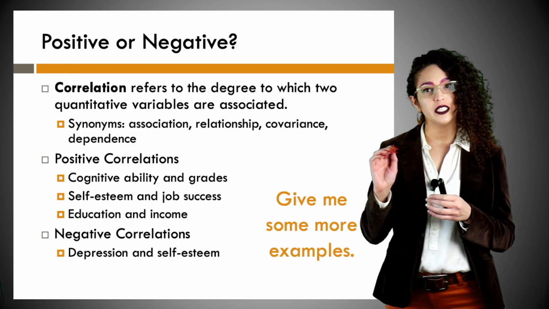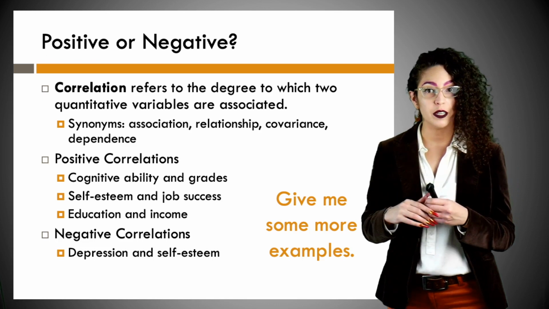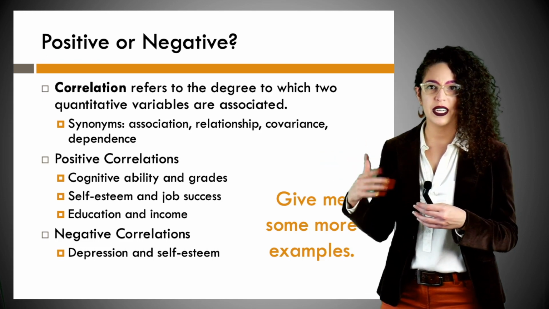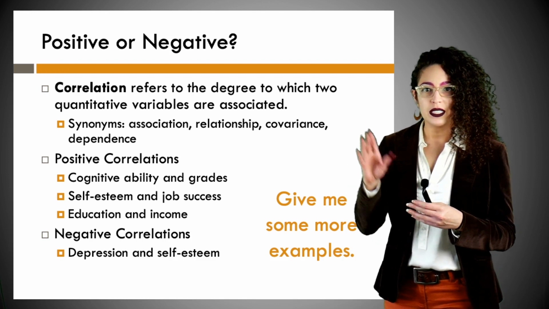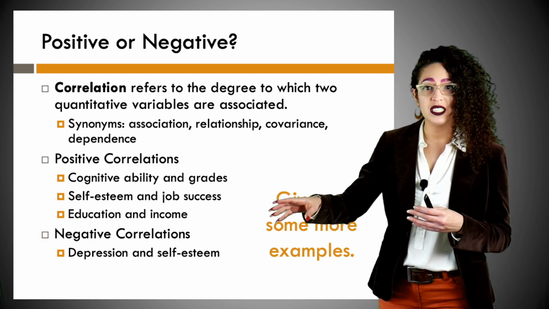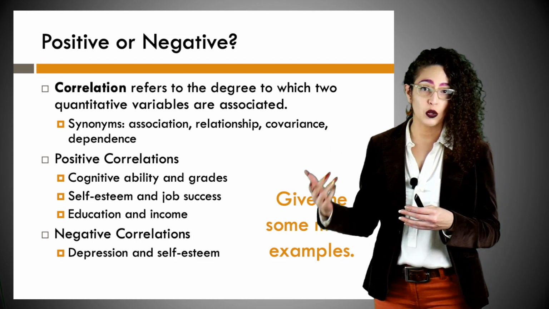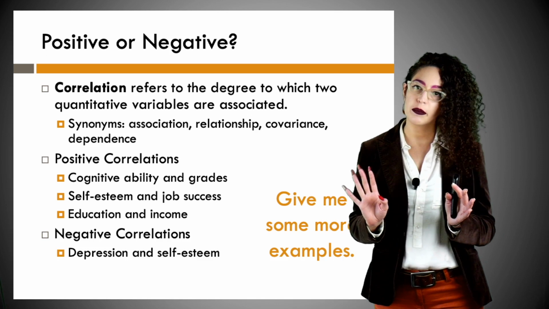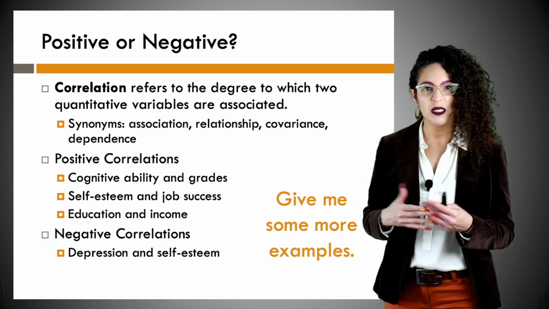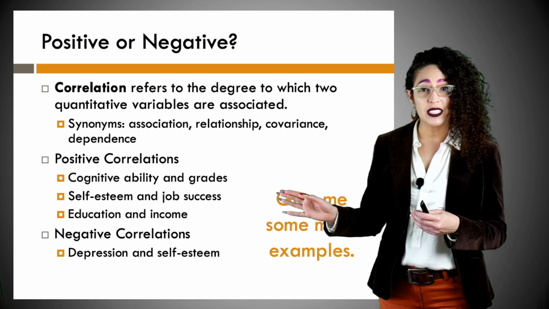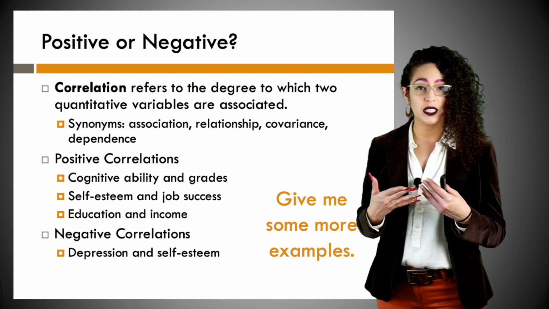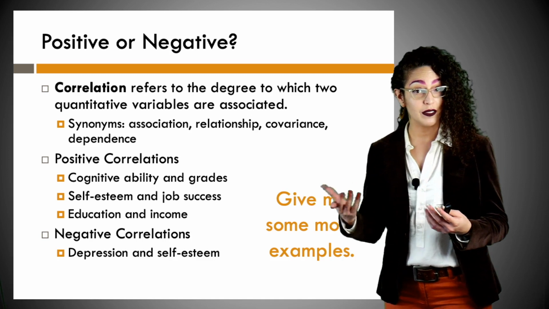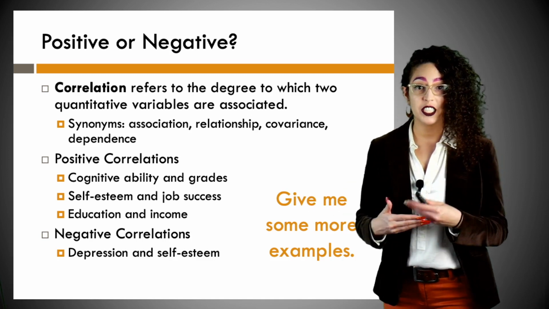Correlation refers to the degree to which two quantitative, so number variables, are associated. Some other synonyms you might hear are relationship, covariance, dependence, things like that. So here are a few examples of a positive correlation, like your cognitive ability and your grades. So basically, the smarter you are, the better your grades. Not always. There's going to be some people who defy that, but by and large. Maybe self-esteem and job success. So if you have more self-esteem, maybe you're better at your job, or maybe if you're really good at your job, you have more self-esteem. And we have education and income.